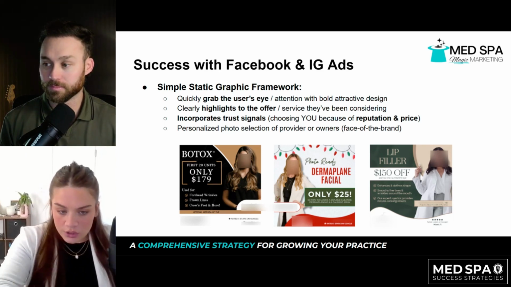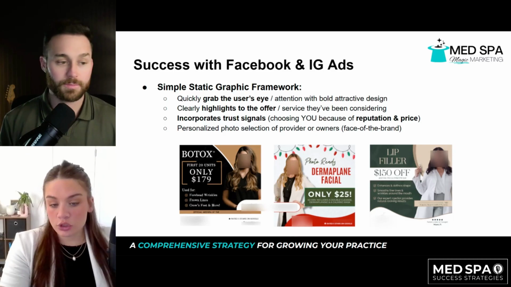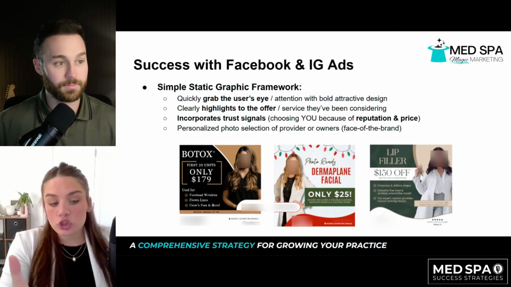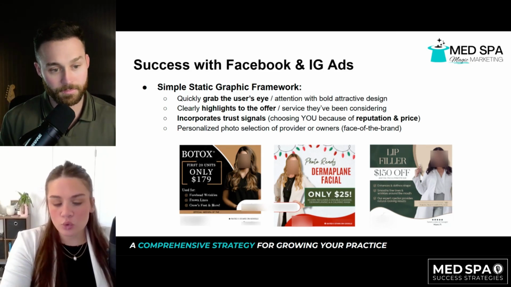You'll see in each of these, they're kind of blurred out here, but with the picture of the provider, we have their name, their credentials after it, and then it says what they are. So founder, board certified physician, things like that. And then the star rating, 5 stars on Google with the location really pops off the page as well.